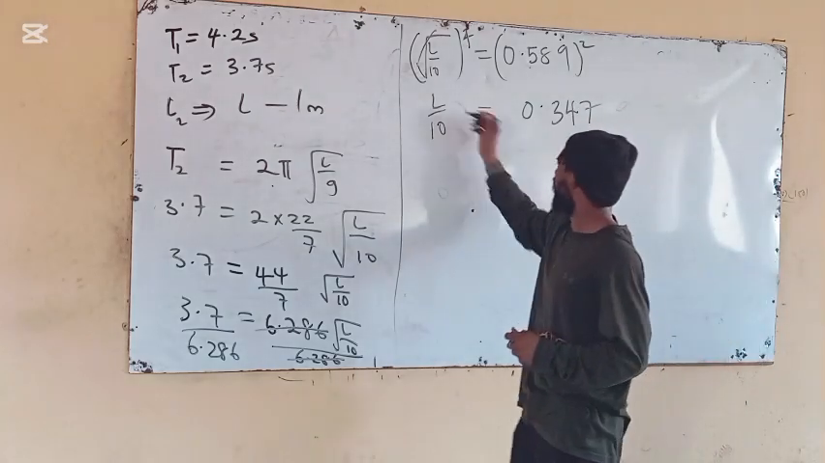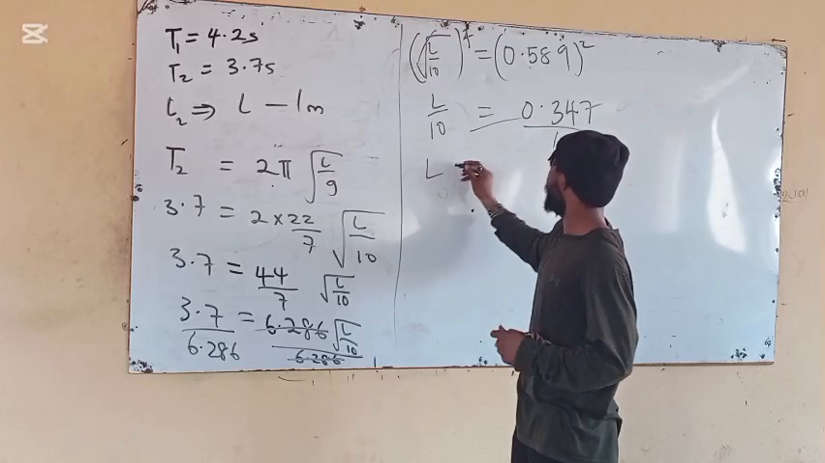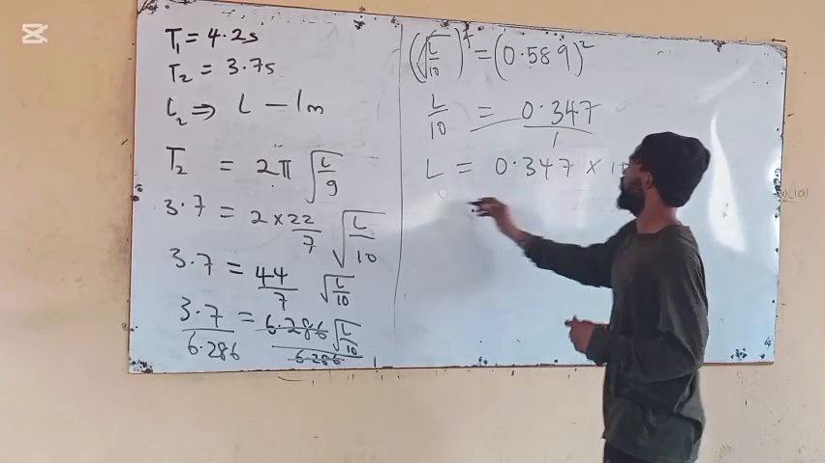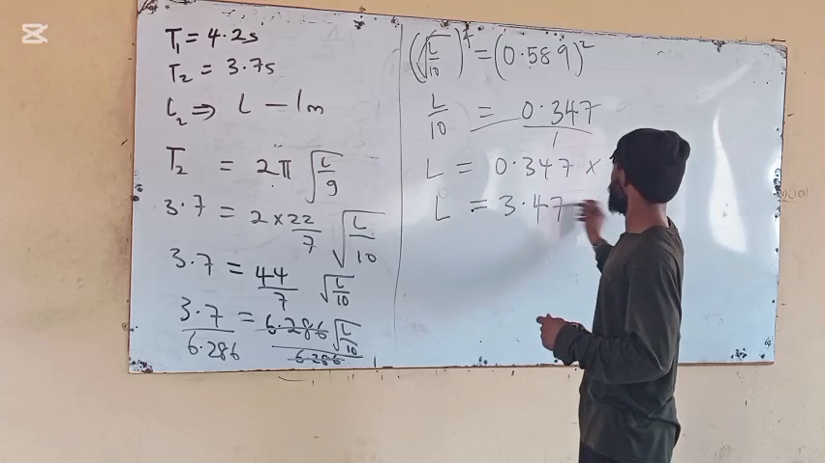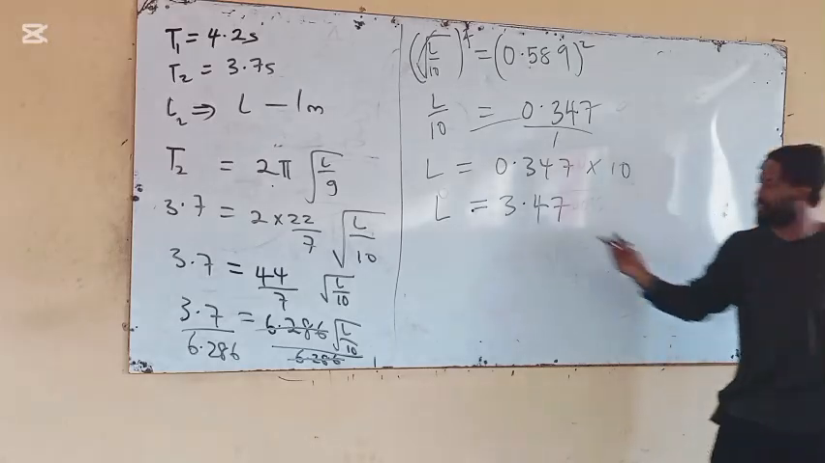Okay. Now I have anything standing on this one is over 1. That's so cross. So I have L equals 0.347, 3.47. L is equals to what? 3.47. Like this? 2.47. Okay. Now if I have L now equals to 3.7.